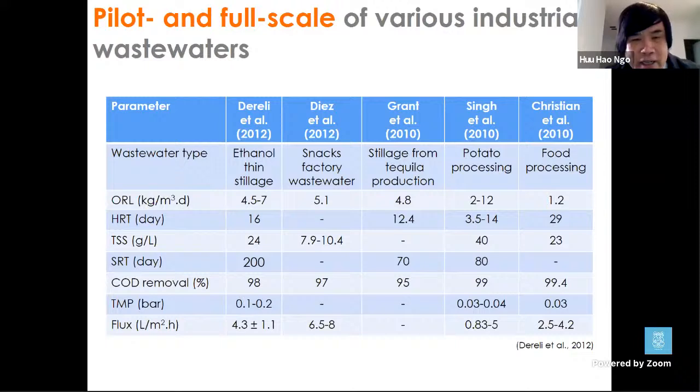We need to be very careful about the flux, because the flux is very low, only 4.3 liters per square meter per hour. This one is okay, up to 8 is all right, but this one is very low, and this one is extremely low, 0.83 to 5. That's very low. This one is also very low. So even though we have a high COD removal efficiency, we still need to consider this. All right, so that is the thing.